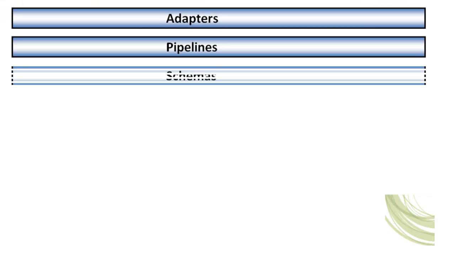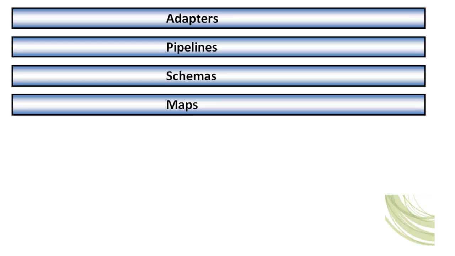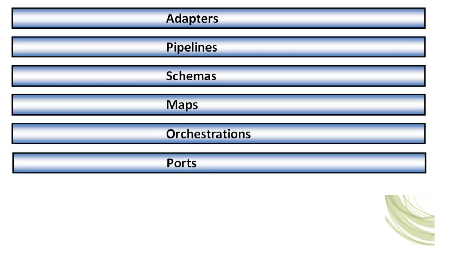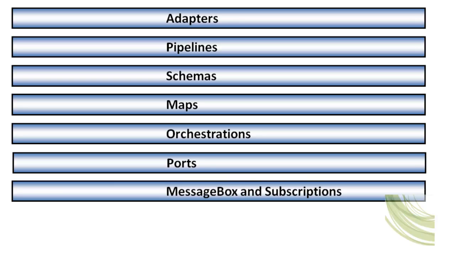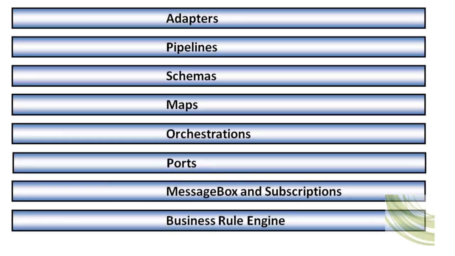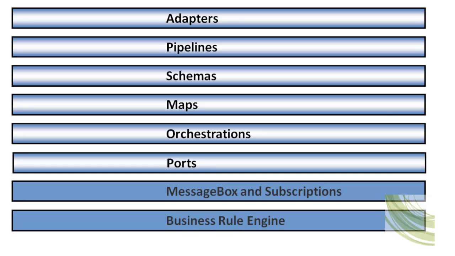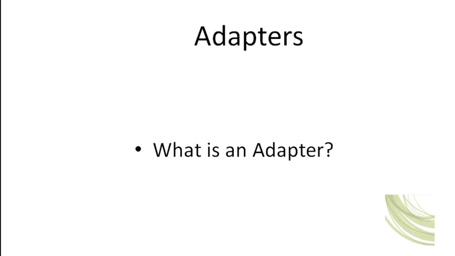BizTalk comprises of the following components: adapters, pipelines, schemas, maps, orchestrations, ports, message box and subscriptions, business rule engine. Message box and subscriptions and business rule engine, we will not be talking about these in this particular video. There will be upcoming videos which will discuss all of these components in detail. So let's start with the first one, adapters.